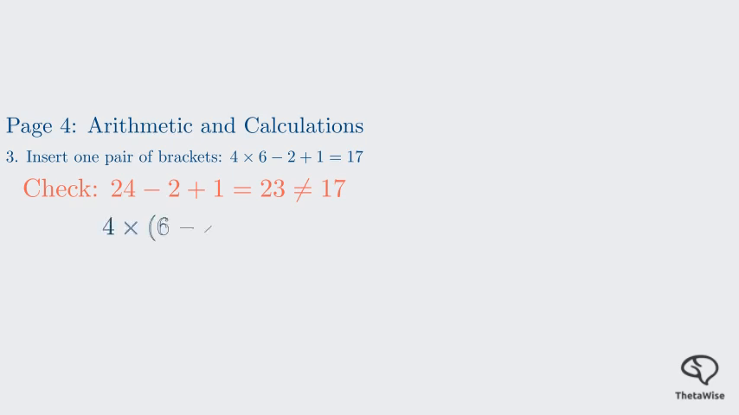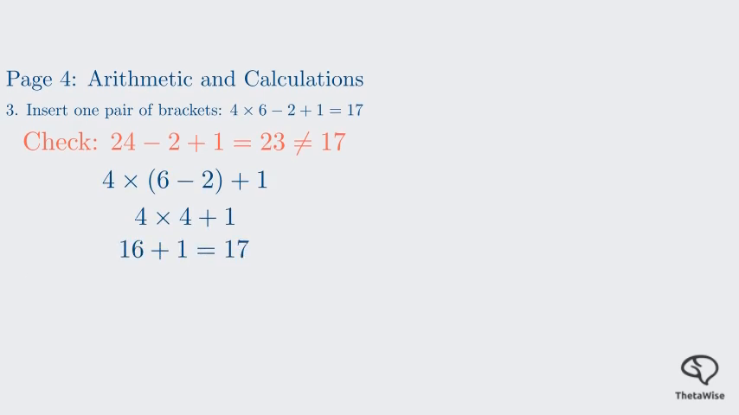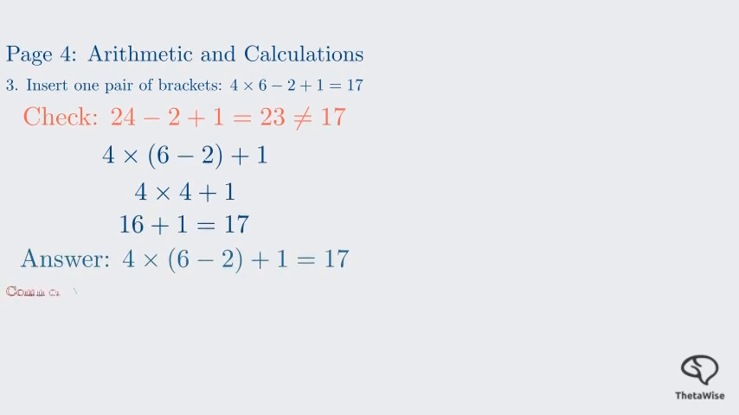Let's try putting brackets around the subtraction. 4 times (6 minus 2) plus 1. 4 times 4 plus 1, 16 plus 1 equals 17. So the brackets go around 6 minus 2. Common mistake: not checking the result after placing brackets. Always recalculate to ensure it equals the target value.